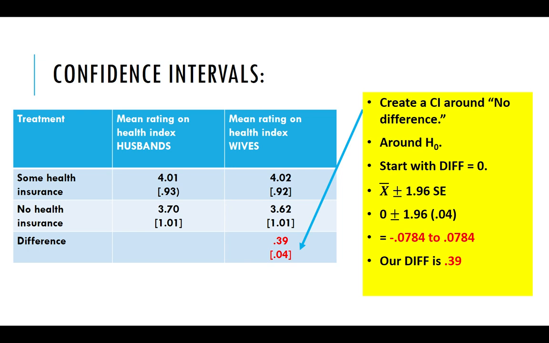Right? We're saying, look, for the difference to be 0, we're going to give ourselves just a little wiggle room. Anything between negative 0.0784 to positive 0.0784, well, that's essentially 0. But our difference is 0.39. And don't you agree that falls far outside of the confidence interval, right? It's not in that confidence interval. It's way beyond the confidence interval.